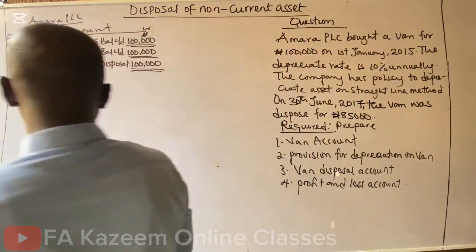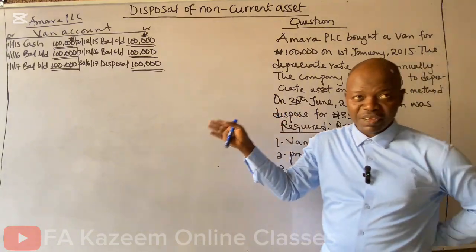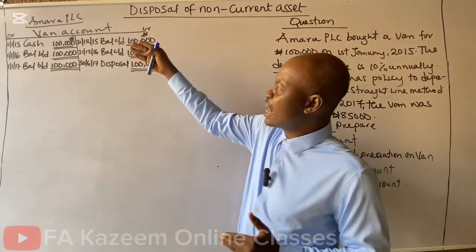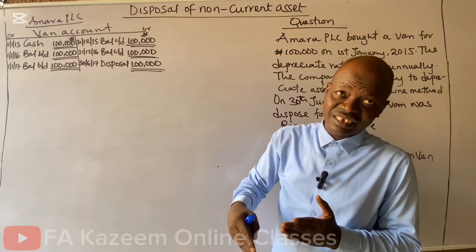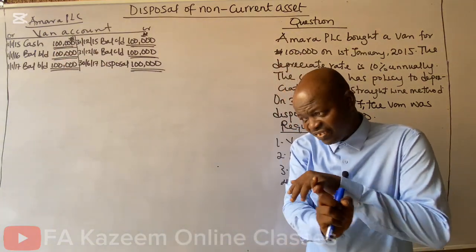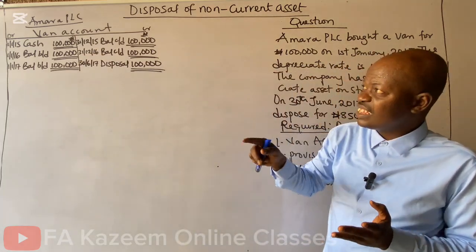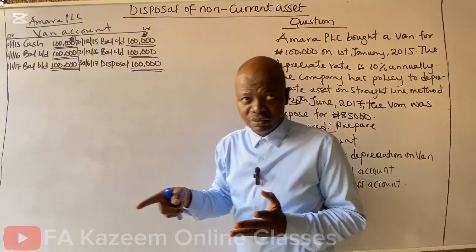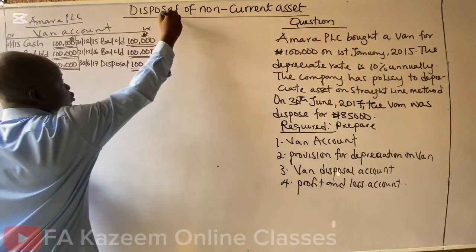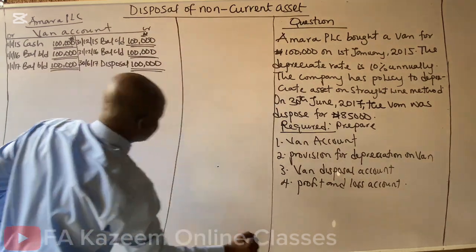Now, the question is this. This asset has been used to generate economic benefit, which will mean profit. How much has Amara PLC set aside for the replacement of this van? In the first year, how much have they set aside while using this van? In the second year, how much have they set aside, which will mean as provision? In the third year, how much have they set aside? That will take us to provision for depreciation account.